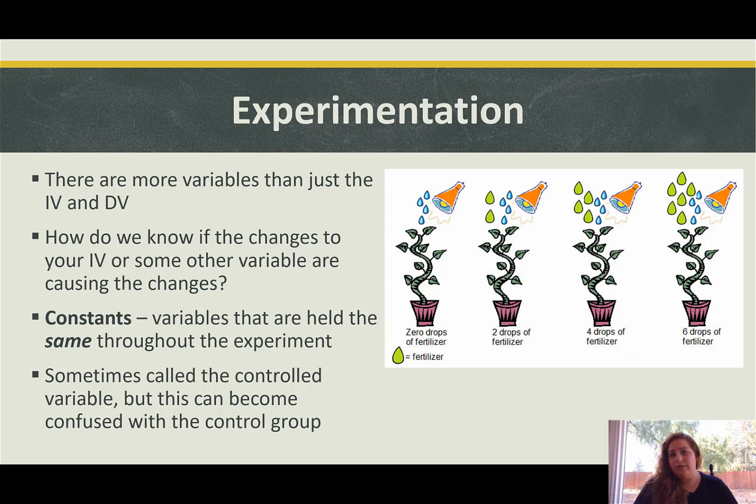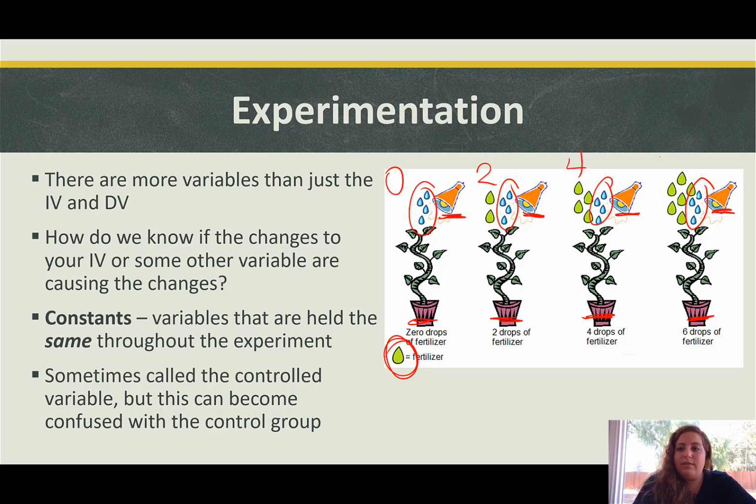If we're looking at our picture example on the PowerPoint, you have 4 drops of water with every single plant. Every single plant is getting light. I'm assuming that means the equal amount of light. Every single plant is the same species of plant. They are all in pots. One isn't outside and some are in pots or whatever. The only thing that's changing is the amount of fertilizer that they're getting. This one is getting 0 drops. This one's getting 2, 4, and 6.